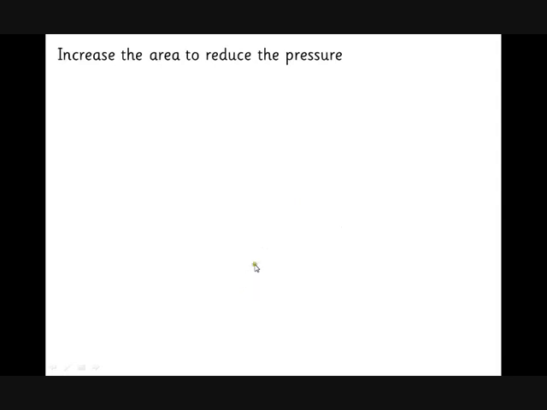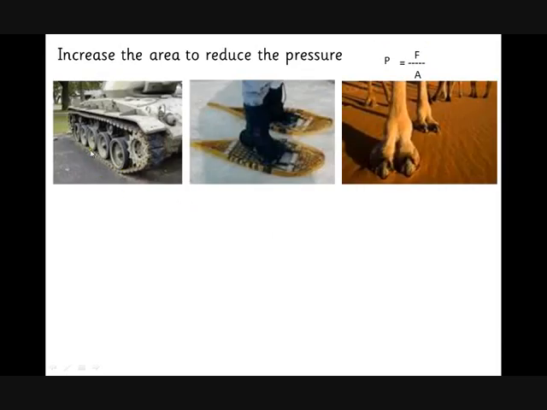So, how do we apply this? Well, here's our equation. Pressure equals force over area. Sometimes we want to reduce the pressure. So, for example, the tracks on a tank, or some snowshoes to stop you sinking in the snow, or a camel's feet to stop the camel sinking into the sand. All of these things have a large area. If we make the area big, we'll make the pressure small and you won't sink in.